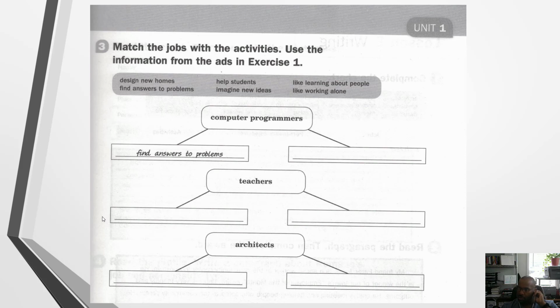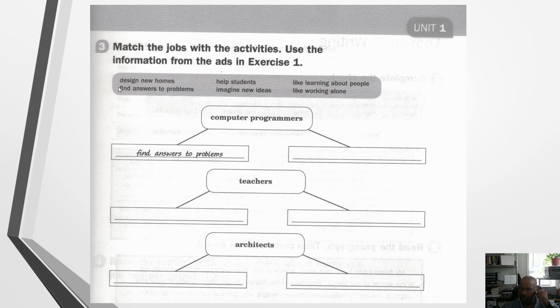Match the jobs with the activities. Use the information from the ads in exercise 1. Okay, but before we do that, let's look at our word bank here. So these are phrases that we have to put and match up with these job descriptions. So let's talk about these and let's go over them before we move on.